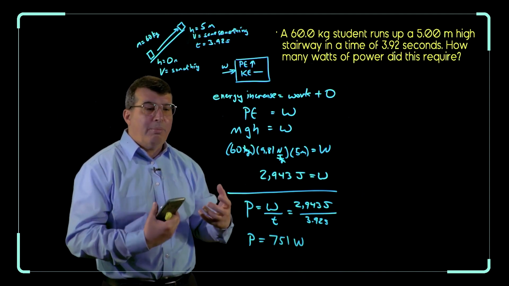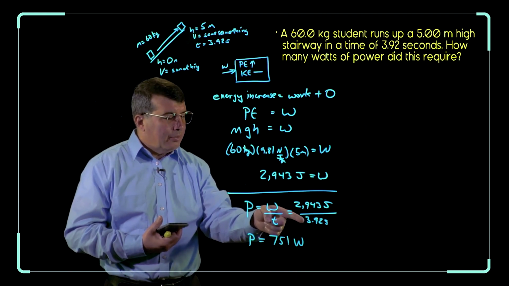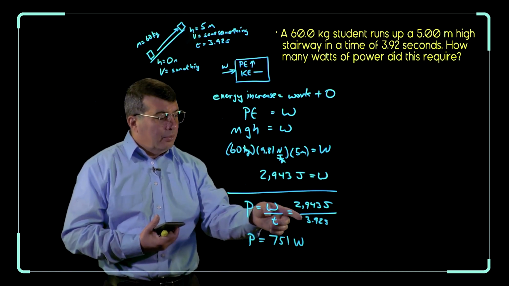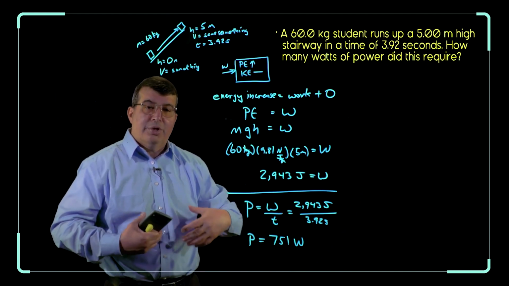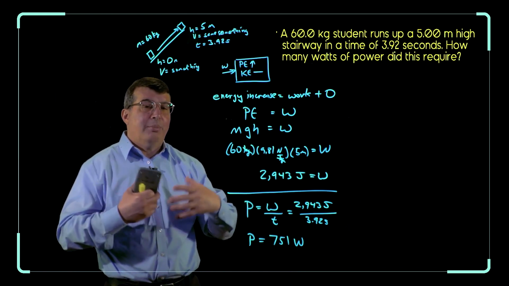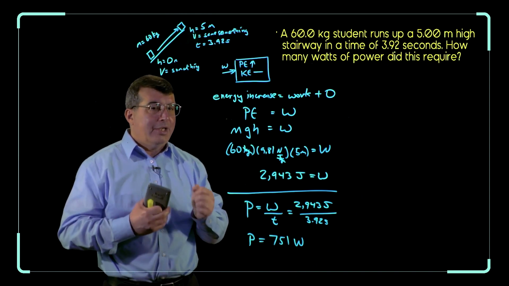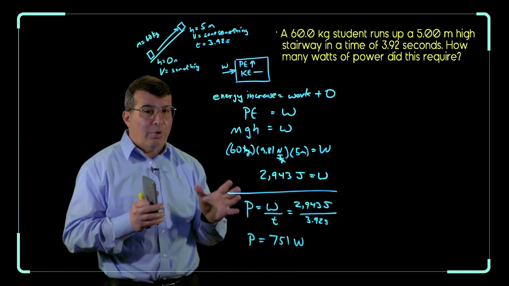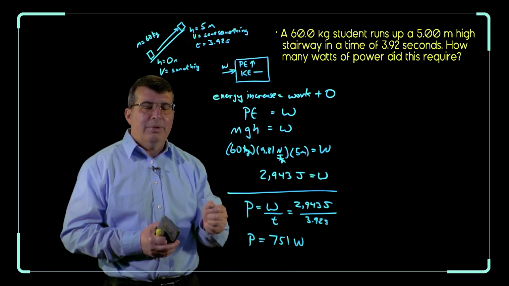If the student could put out more power, then the student could reduce this denominator. If we were to make this denominator smaller, then that would increase the power required. So the faster the student goes up, the bigger this number would be. If the student could not put out that much power, then this denominator would get bigger. It would take more time to go up, and so that would be less power. So that is the idea of power. The work is the same, but power tells us how quickly you can do that work. More power means less time.